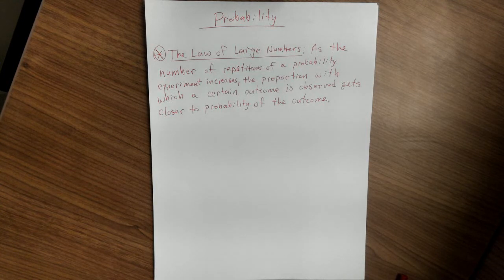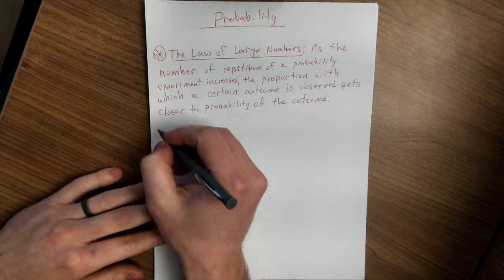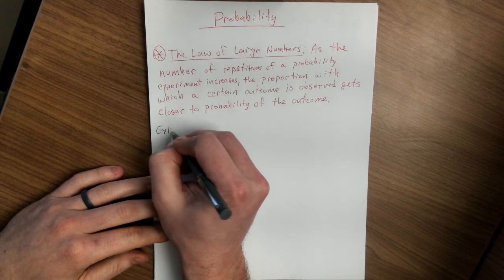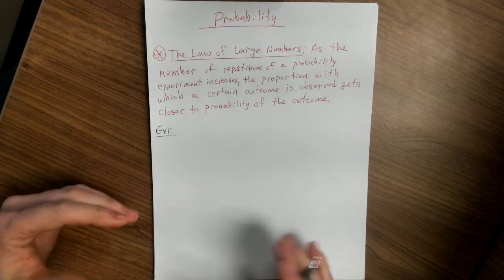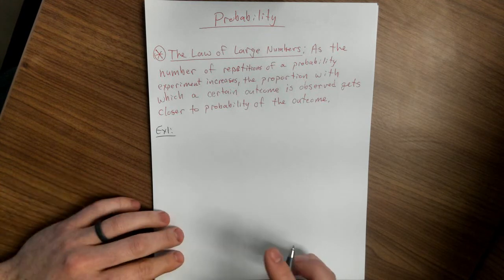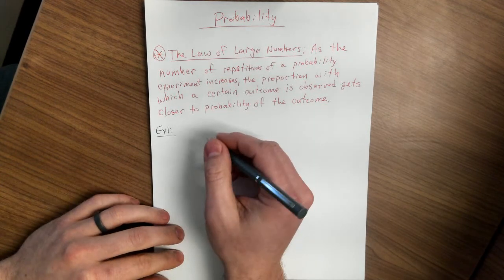The law of large numbers. As the number of repetitions of a probability experiment increases, the proportion with which a certain outcome is observed gets closer to the probability of the outcome. Now, to show you exactly what this means, I'm going to do an example here. It's an example that I made up, but I encourage you to try it at home too. You'll see that it'll work out the same way, or something similar anyways.